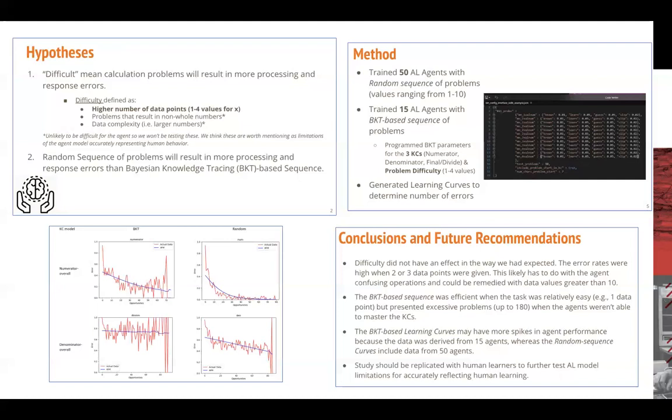So we did this as two different trials. One was just a random set of questions. So we did it with 50 agents, and all 50 of those agents received all 80 of those problems. So there was no tracking of mastery in that. Versus we also ran one with a BKT-based sequence that tracked mastery of each of those individual knowledge components.